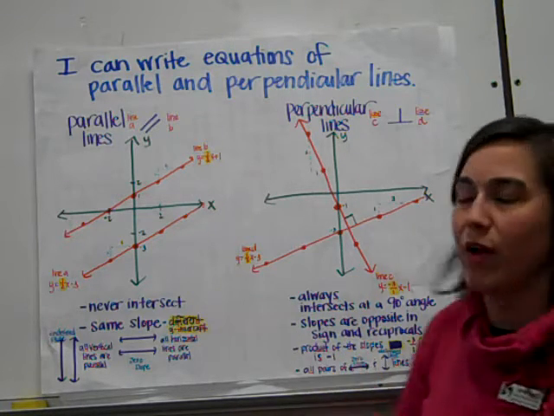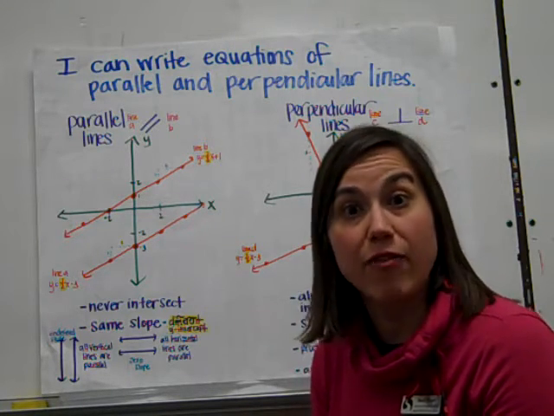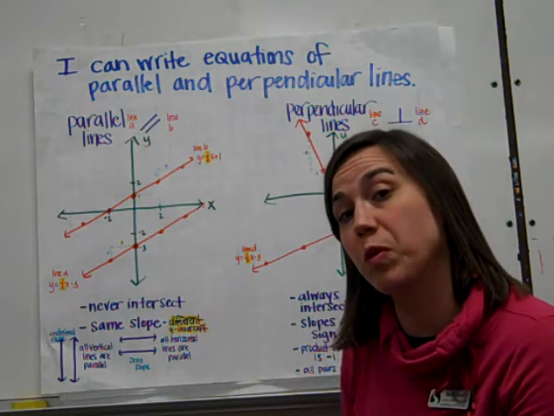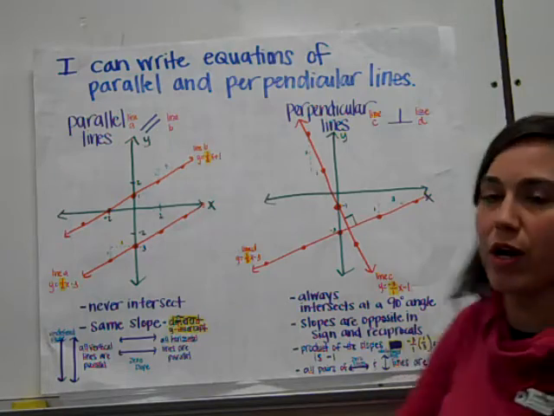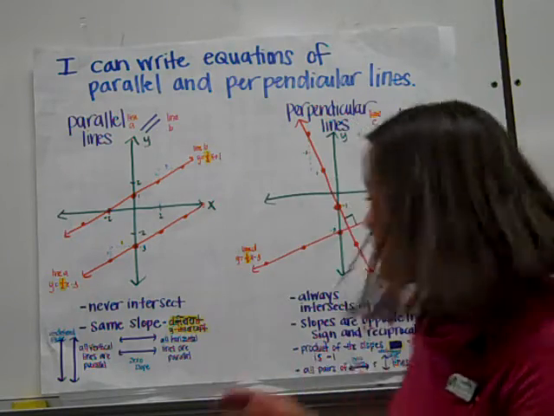If I look at the scenario, if I wasn't sure whether or not the lines were perpendicular, I could multiply the two slopes together and get a product of -1.